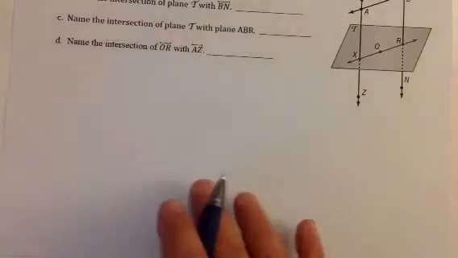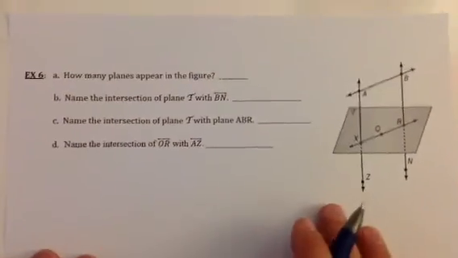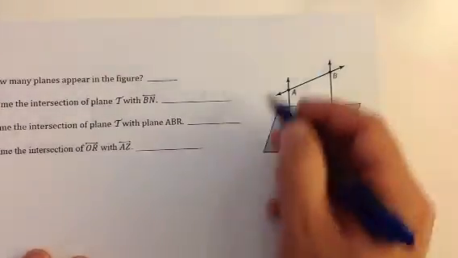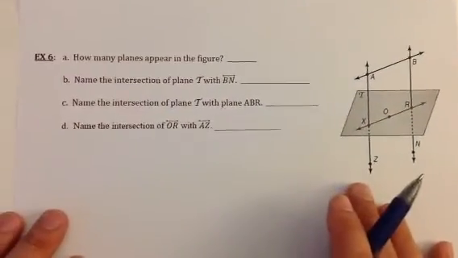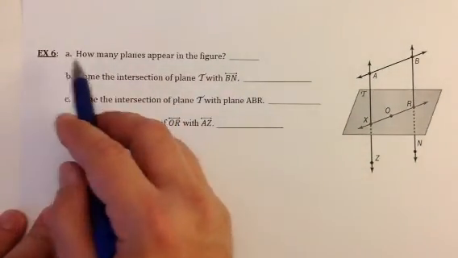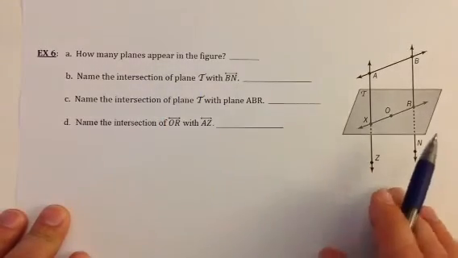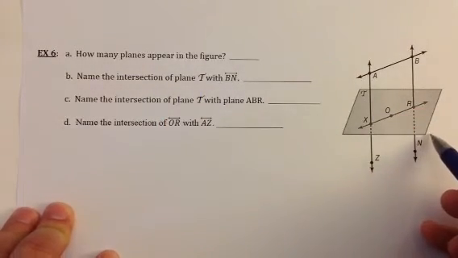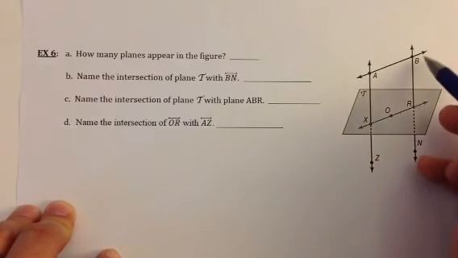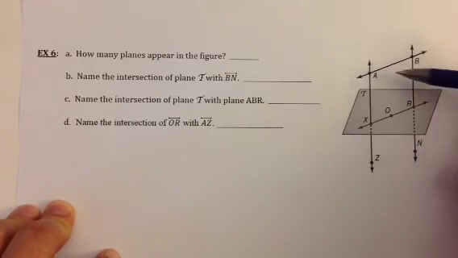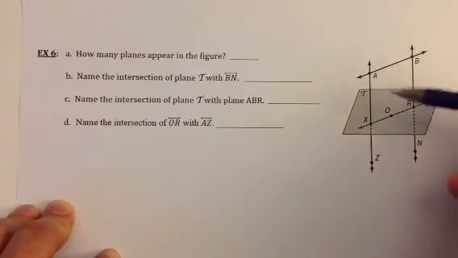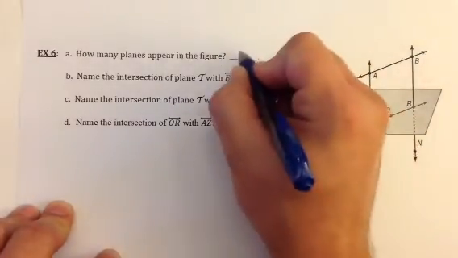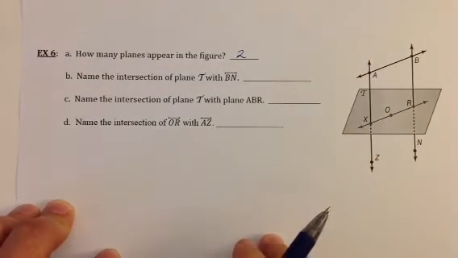All right, and we now have one final example. This is our diagram, and we're going to use this diagram to answer these questions. Example 6. How many planes appear in the figure? Well, you can see we have plane T, but remember any 3 points determine a plane. And so it appears that I also have this other plane, ABR, this other shape that kind of intersects there. So I'm going to say that there are 2 planes that appear in the figure.